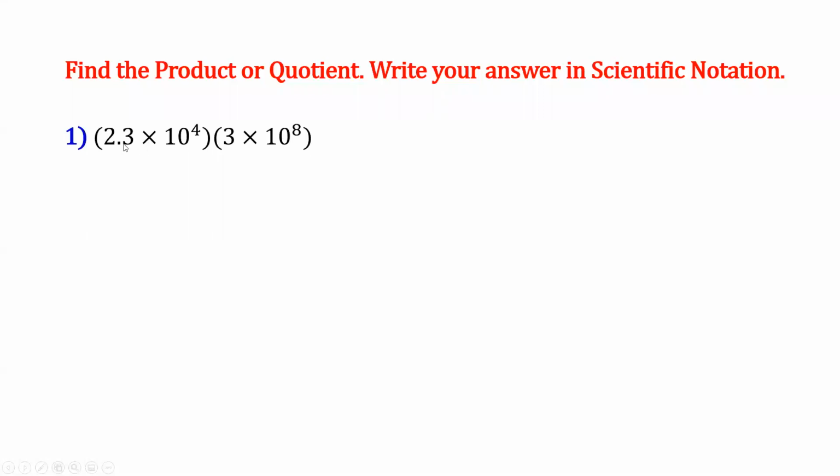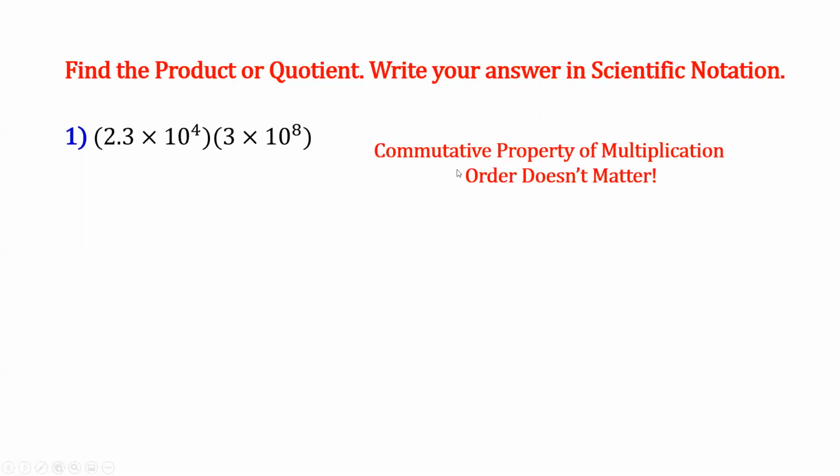So when you're multiplying scientific notation, the first thing you want to do is rewrite your problem by using the commutative property. And what the commutative property tells you is that order doesn't matter when you're multiplying. So what I'm doing is I'm going to take my numbers and put those together, and I'm going to take my powers and put them together. So my problem now is going to look like 2.3 times 3 and 10 to the fourth times 10 to the eighth.